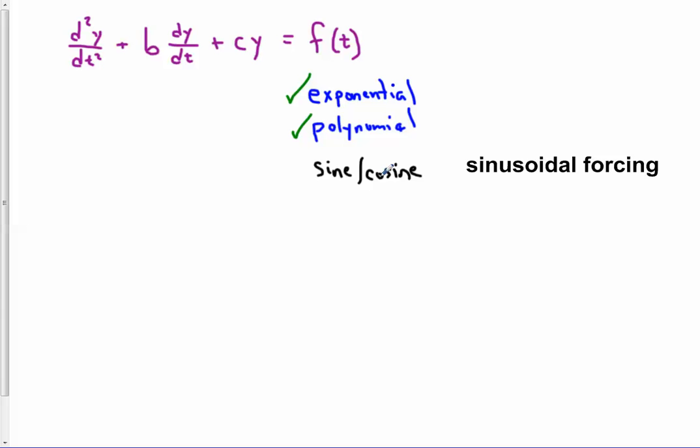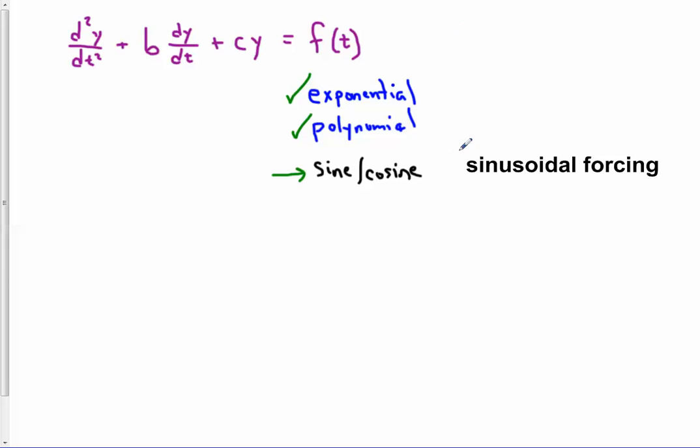a cosine forcing term. And in this video I want to look at that because there's something slightly special we can do. It's a slightly different approach that makes things go a little bit easier to do the method of undetermined coefficients when you have a sine or a cosine. So this is called sinusoidal forcing. Sinusoidal is the adjective we use for either a sine or a cosine type function. They're both considered sinusoidal.